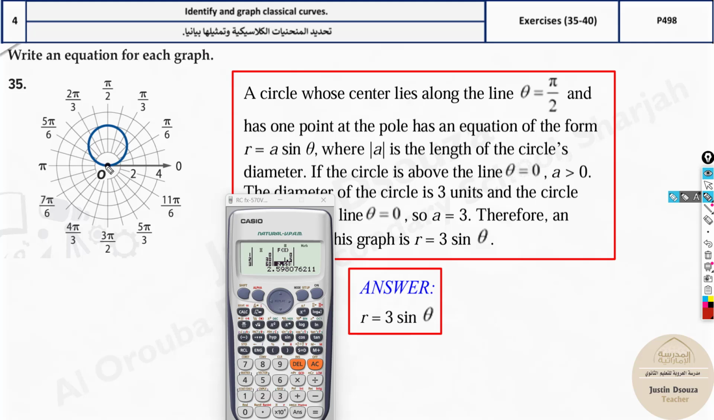If you see this 30-degree line, what is the value? 30 is 1.5. This is 60, it's 2.59. Yes, that is the point, right? What about 60 degrees? This is the line. It's 1, 2, 2.5, it's 2.59.